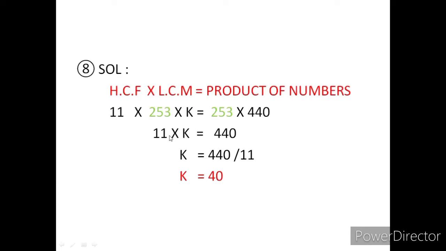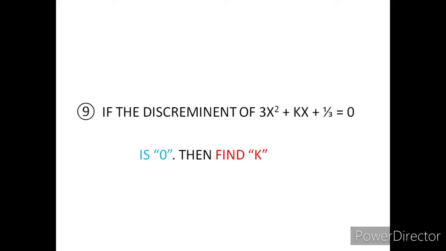To find the value of k, you have to transpose this 11. It becomes divided by 11, isn't it? Going through the cancellations, 11 ones, here 11 fours, 0 will be kept. k is nothing but 40, isn't it? Then go to the ninth problem. Pause the video, watch it and try to get the solution.